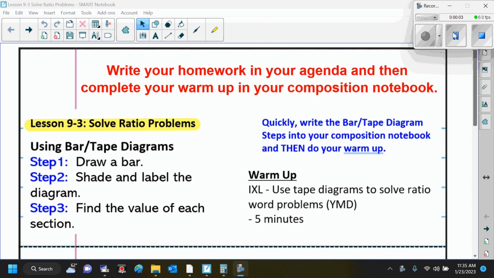All right, so today's lesson is 9-3, which is solve ratio problems. So the first thing I asked you to do is write down those steps to using a bar or tape diagram. Okay, bar, tape, that's a synonym. They're the same kind of diagram. So step 1 is to draw a bar. Step 2 is to divide it up and shade and label the diagram. And then step 3 is to find a value of each section. Okay?